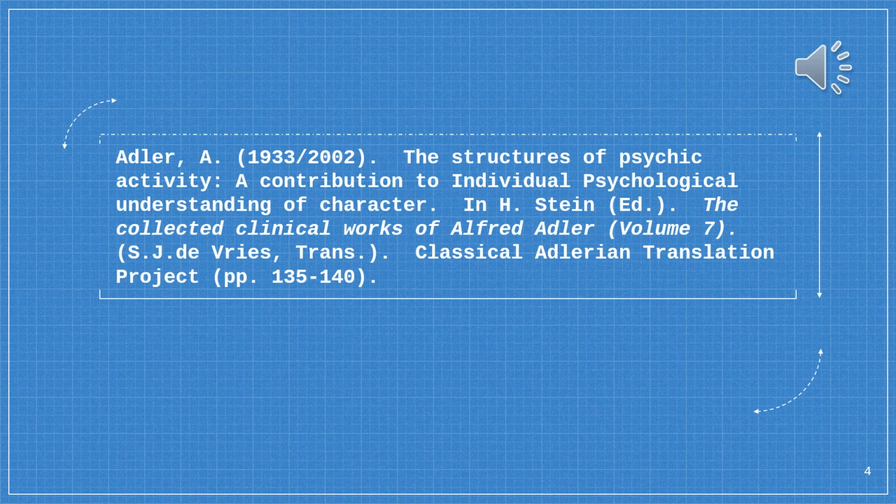The first component is a classic article from Volume 7 of the Collected Clinical Works of Alfred Adler that was originally published in the German version of the International Journal of Individual Psychology in 1933. Adler emphasizes the concepts of activity level and social interest for understanding a person. You will be able to view and download this article by clicking on a button in the course page.